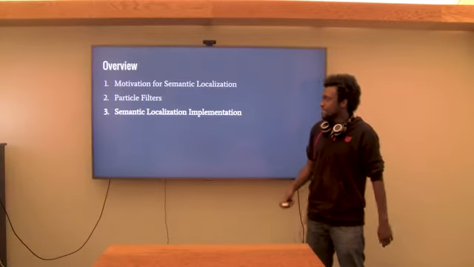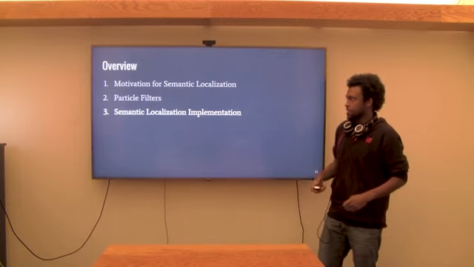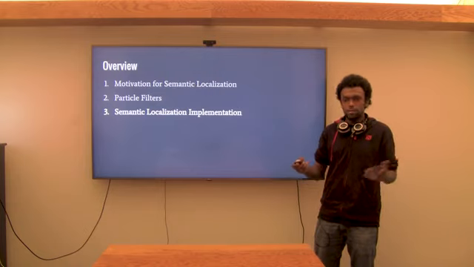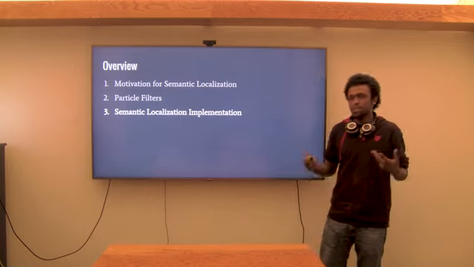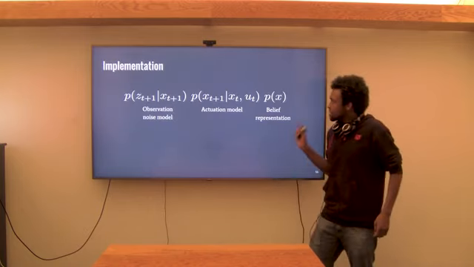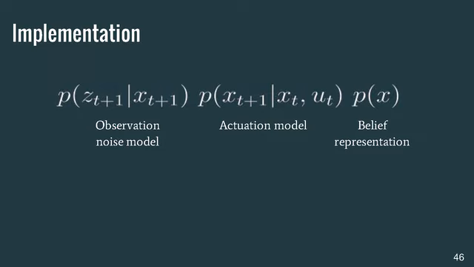There we go. Okay, so I'm David Stingley, and now after we've got an idea on why we want to use semantic localization and how to use particle filters to get an idea of our guesses for initial positions, we're going to talk about how we can use these two to actually implement semantic localization onto a robot. So, harkening back to the implementation idea, we have three important parts. We have a belief representation. We have the actuation model.